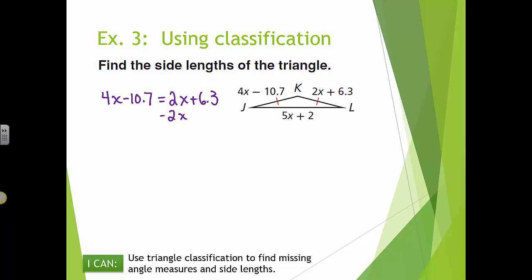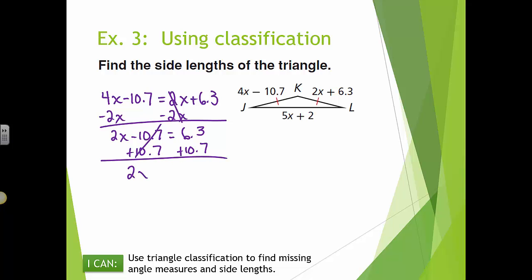I'm going to subtract 2x from both sides, and I get 2x minus 10.7 is equal to 6.3. I'm going to add 10.7 to both sides. Oops, 6.3. And I get 2x is equal to 17. Divide both sides by 2, and x is going to be half of 17, which is 8.5.